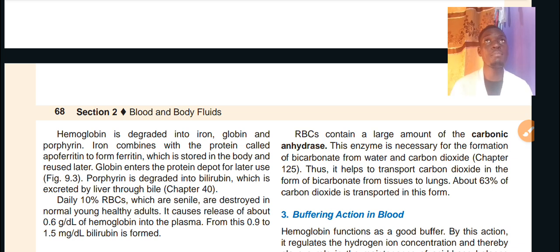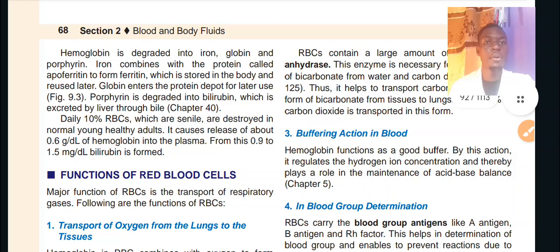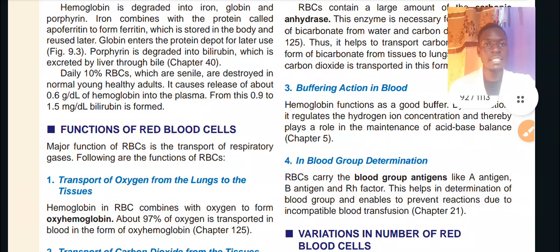Actually, it is first changed to biliverdin, and then later to bilirubin, which is excreted by the liver through the bile. Actually, this bilirubin is the one that makes our feces appear that color of brown, the normal color of feces. Then realize that daily we keep on losing red blood cells as they die. However, the body keeps on manufacturing them from its stem cells in the bone marrow and also other places.